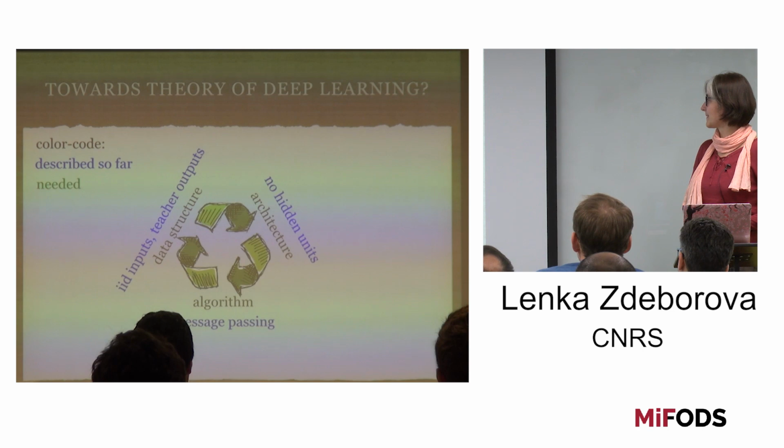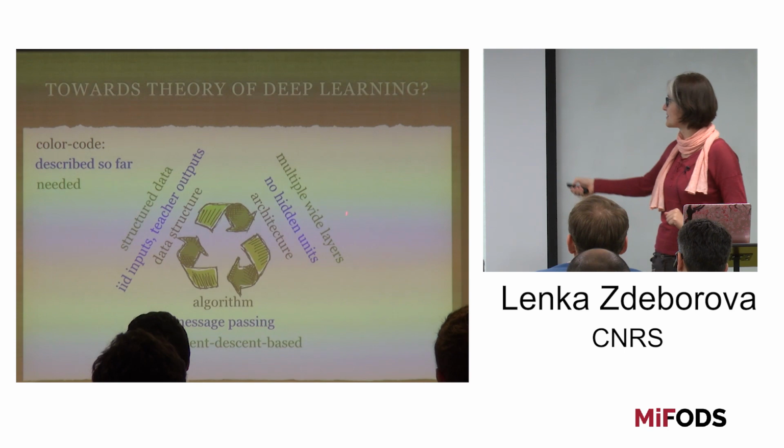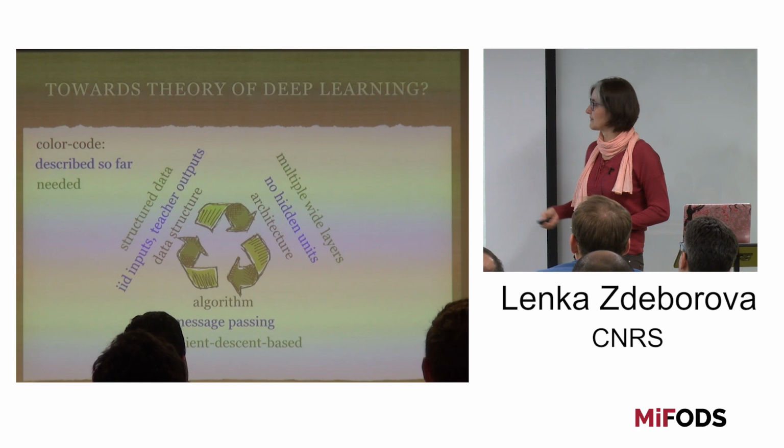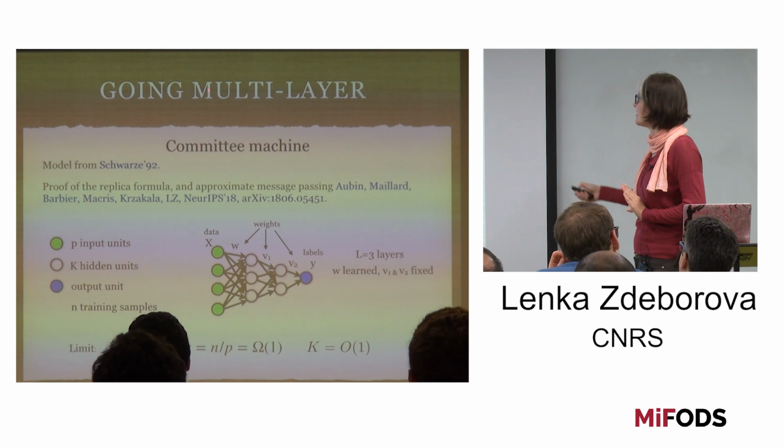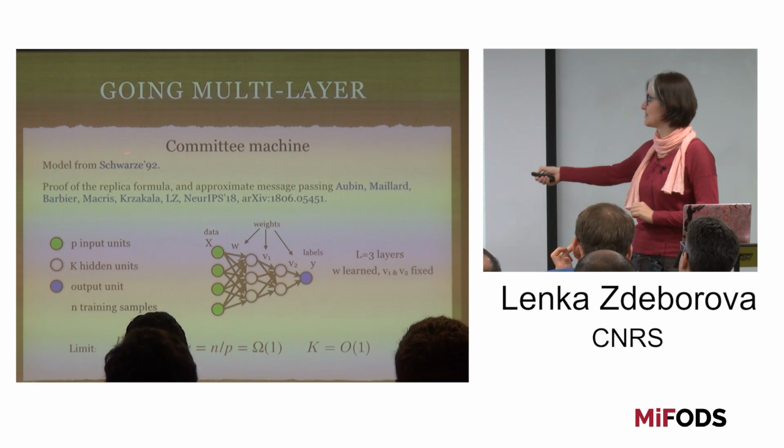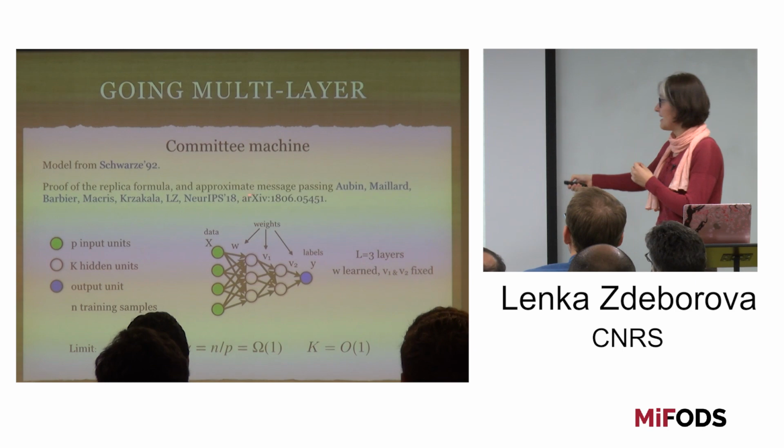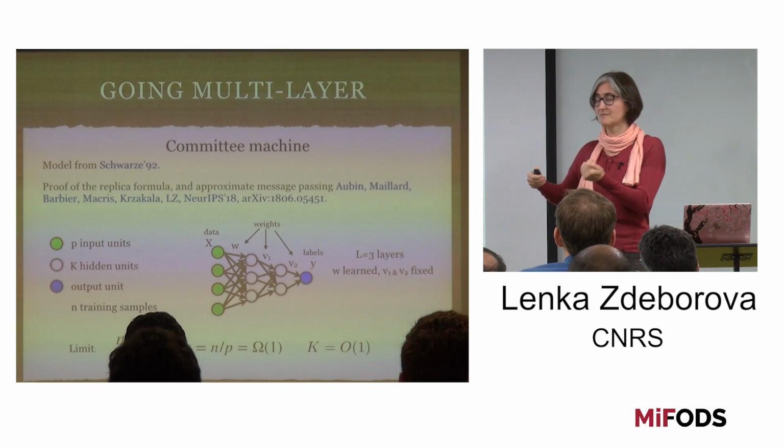Okay. So back to here. Now I want to go through the triangle. The most difficult part is this one, and I will start with this one. How can we go to multiple wide layers? So what can be done? One thing that we can do at this point is something that is called in the physics literature the committee machine. It goes back to old physics papers from the 90s, concretely this one by Schwarze. We took it and did the same thing as we did for the generalized linear regression model. That is, we proved that the formula is right, up to a little assumption that is still there.